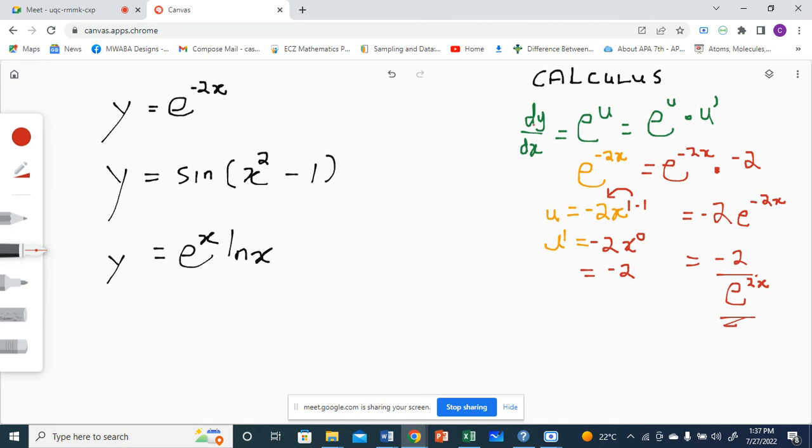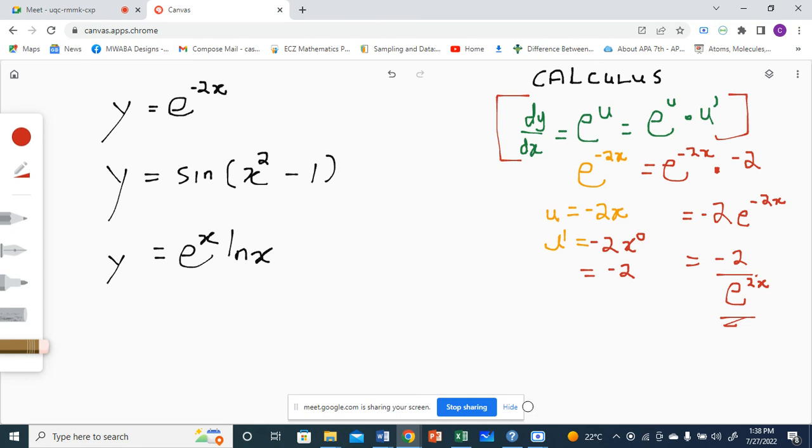Whenever you're deriving exponential functions, where you have this letter e, this is the principle you have to use. The derivative of e to the power u equals e to the power u times the derivative of u. So basically, in your question, you ask what is going to be my u. In this case, our u is negative 2x.